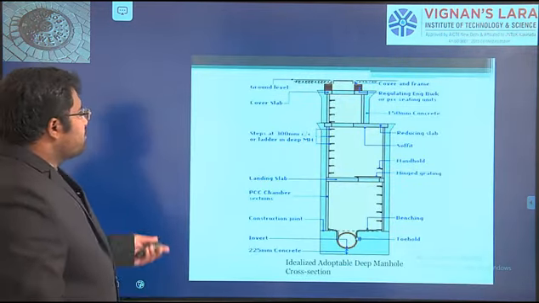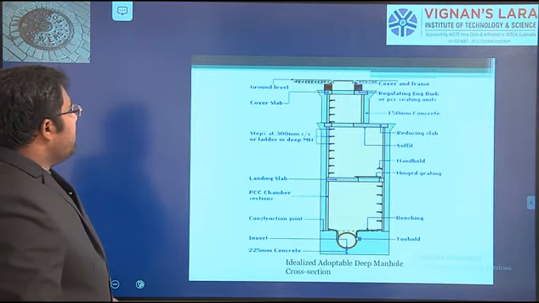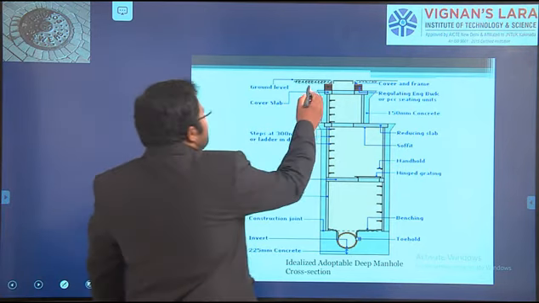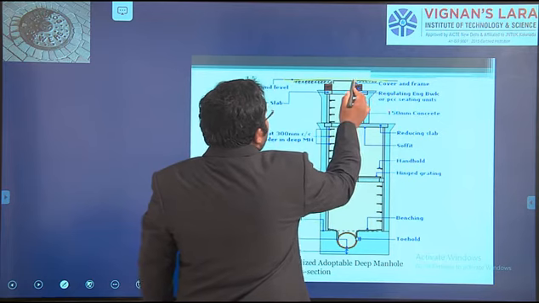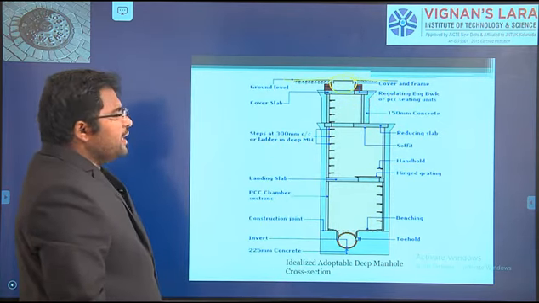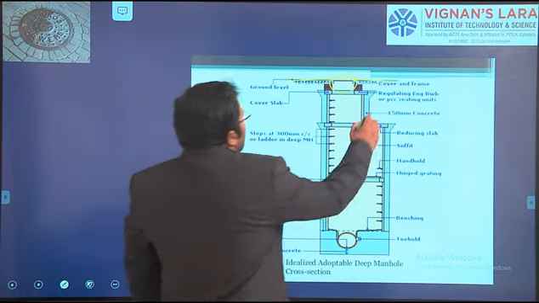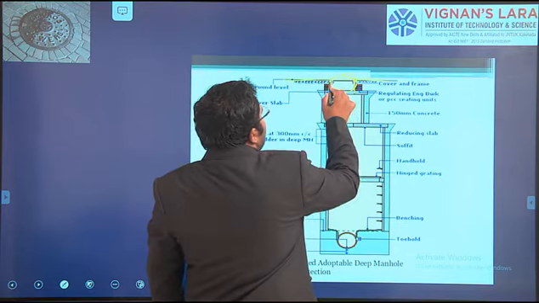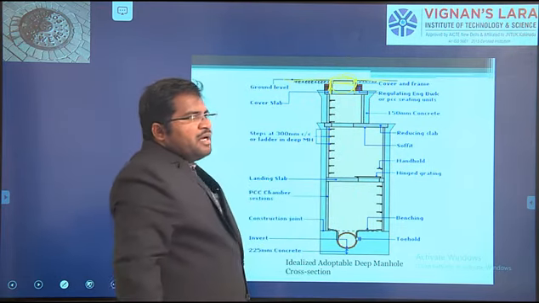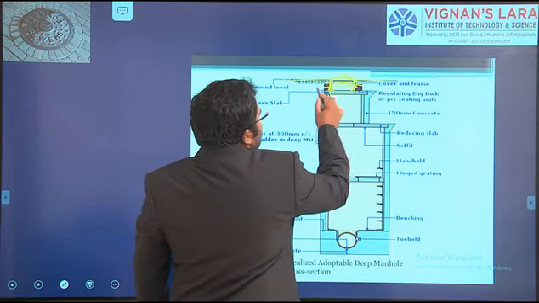Now you can see the manhole here. There we have different parts. The first and foremost is the ground level. At ground level we will have an entry, that is called the access. At the access, we have a cover and frame. Here we will have a cover, the top of the manhole. To place that cover we have a frame.